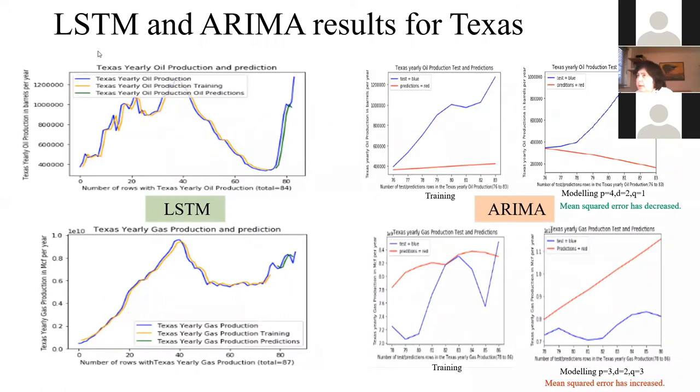Now, LSTM and ARIMA results for Texas. Here I use the yearly oil production and yearly gas production. Same thing, the real data is in blue, the training is in orange, and the predictions are in green. Same thing here, the real data is in blue, training in orange, and prediction in green.